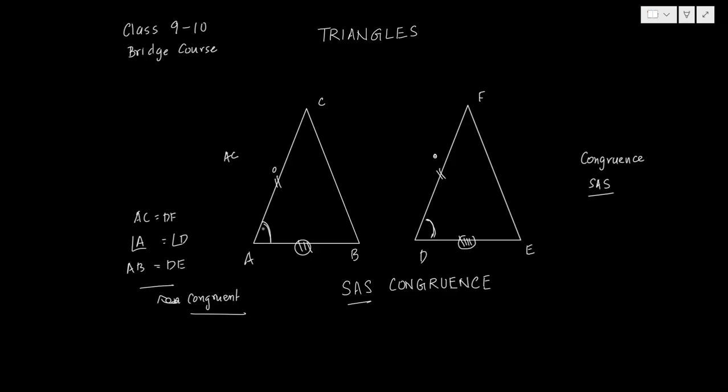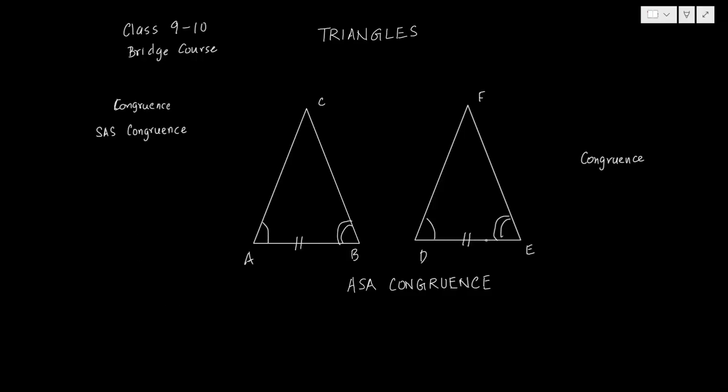So AC, then angle A, and then AB. Similarly DF, then angle D, and DE. The three of them should be next to each other. And if they are equal in two triangles, both the triangles are said to be congruent. The side angle side congruence is what this means: one side, one angle, another side, if they are equal, that means both the triangles are congruent.